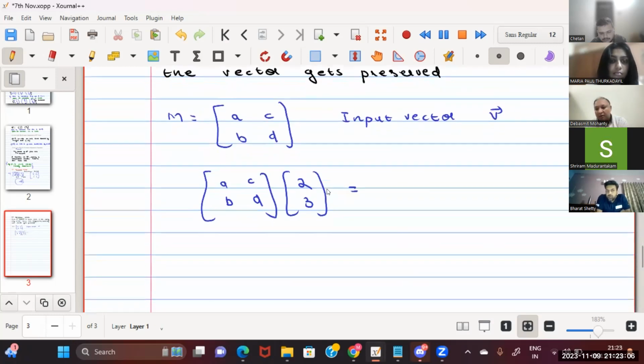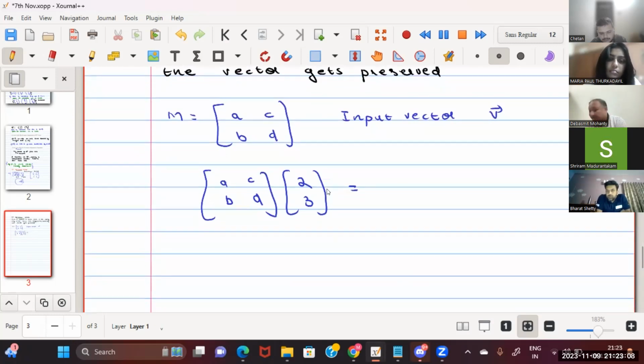You want to rotate, right? The magnitude remains the same. So in this case, what is the magnitude of the current vector (2, 3)?